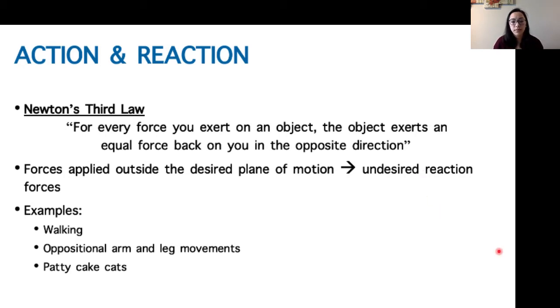Some other examples of Newton's third law in action are the use of oppositional arm and leg movements. That's a movement pattern we adopt when we're doing locomotor activities to create stability by keeping our center of mass inside a boundary of stability. Right, so when the right leg moves forward, our left arm usually moves forward, and vice versa. And that allows us to keep our center of mass inside our boundary of stability, which we'll touch on in the next slide.